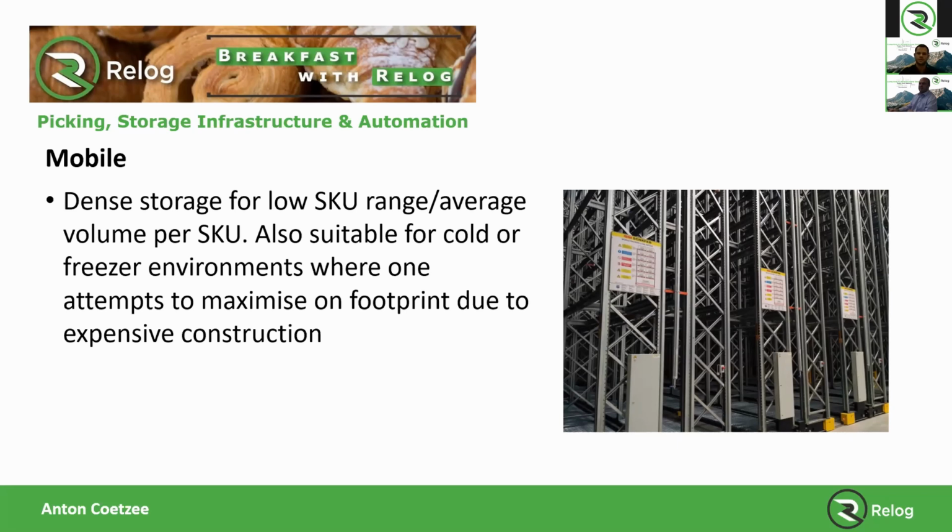We've seen these in chilled environments and freezer environments, which is expensive space to construct. You want to get as many pick faces and reserves as you can possibly fit in there, but it also needs to suit the speed of operation, and you need to be able to achieve the number of pick faces that you need in the system. So mobile is usually for a low SKU range and an average volume per SKU.